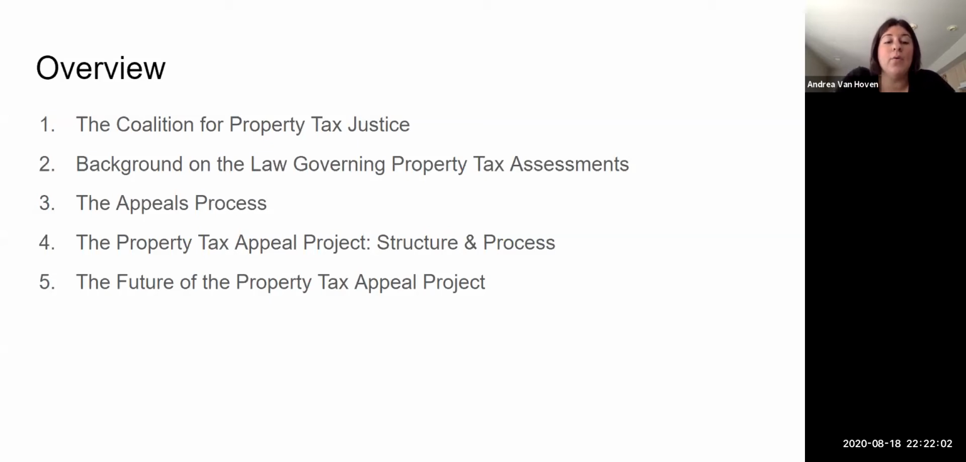And then we'll talk about the property tax appeal project, just the overall structure, kind of the roles that went on to make this project happen and the process. And then we'll finish with the future of the property tax appeal project.